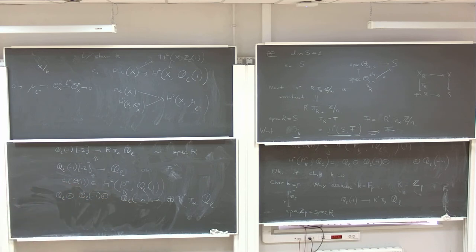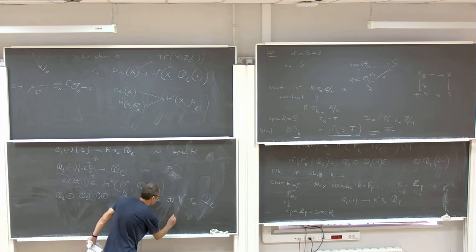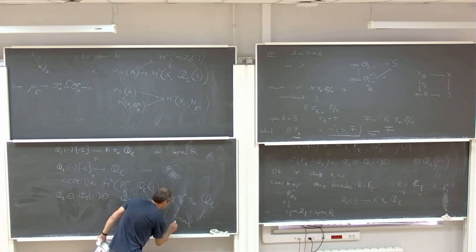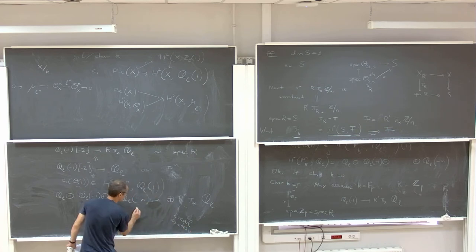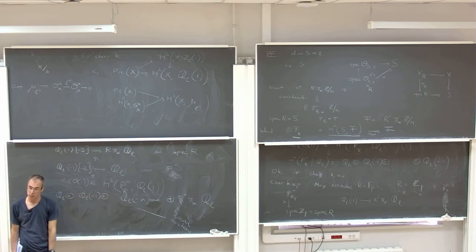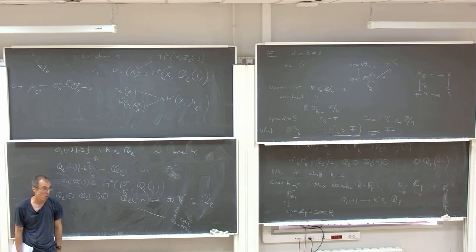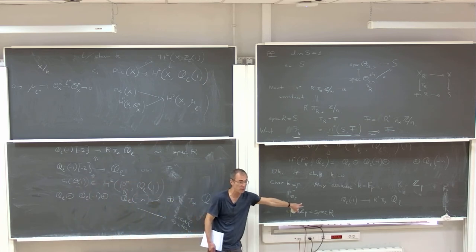And now I claim that this map, that's a map of sheaves on Spec Z_p, is an isomorphism. Why is it an isomorphism? Because this is a local system, and this is also a local system. So to check that a morphism of local systems is an isomorphism, it suffices to check that it is an isomorphism at one point. But I want to take for this point the generic point, which is of characteristic 0.